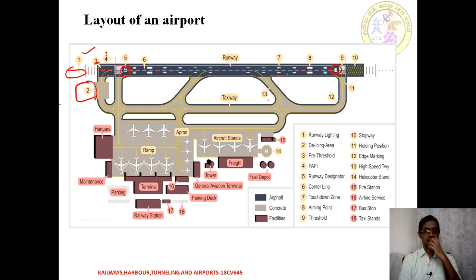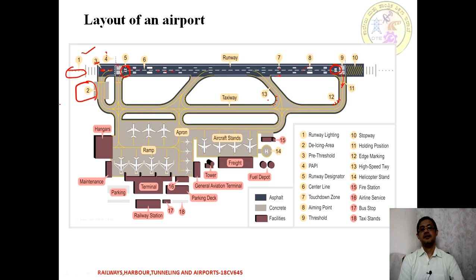Whatever aircraft we operate, from the pre-threshold to the center line, designator and aiming point, it has to stop within what is called the stopway. The eleventh one is the holding position. When the aircraft exits from the main runway, we should have some holding positions. The twelfth one is the edge marking. The yellow strips we see at the edges are called edge marking. Here also we see a yellow colored line, which is called edge marking.